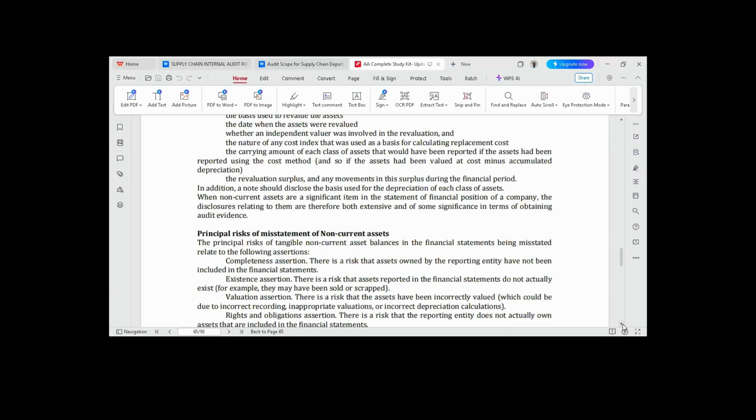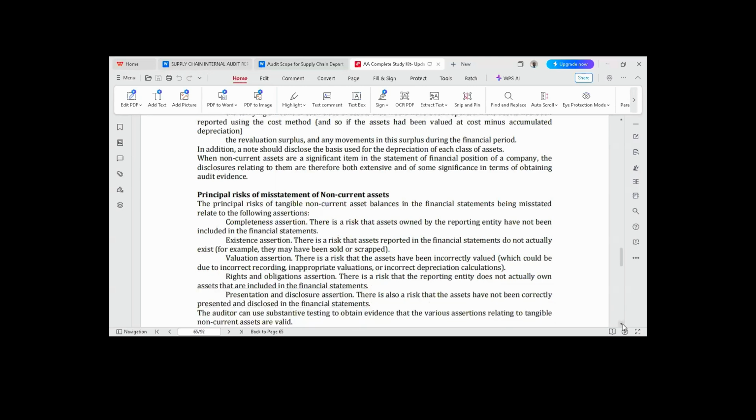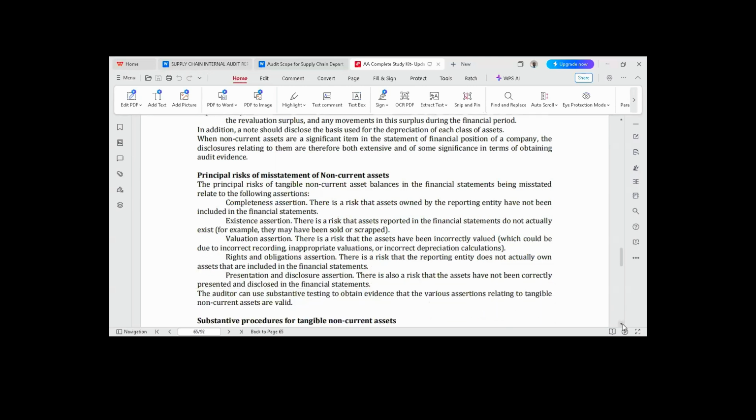Just remember those assertions based on account balances and put the assertions there. Completeness assertion, existence assertion, valuation assertion, right and obligation assertion, and that's all. Under the valuation assertion, there is a risk that assets have been incorrectly valued, due to incorrect recording, inappropriate valuation, or incorrect depreciation calculation.